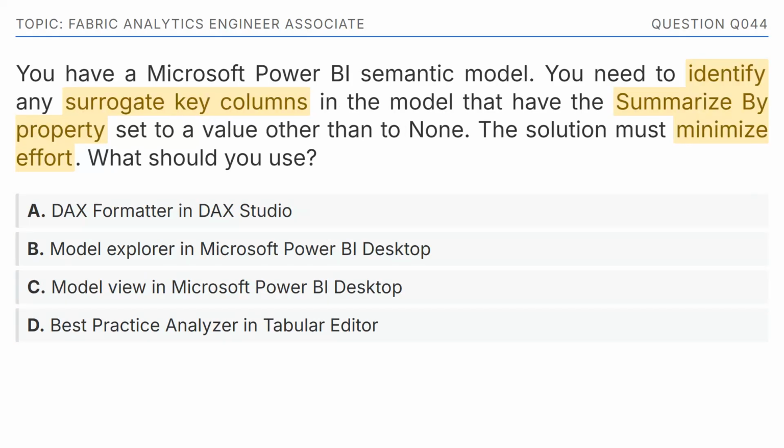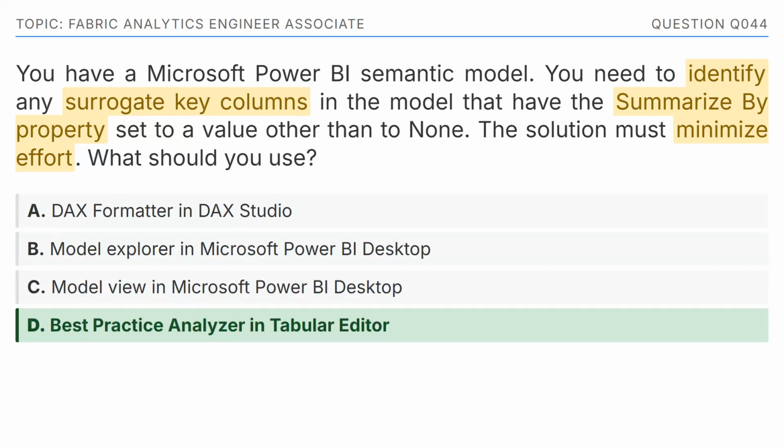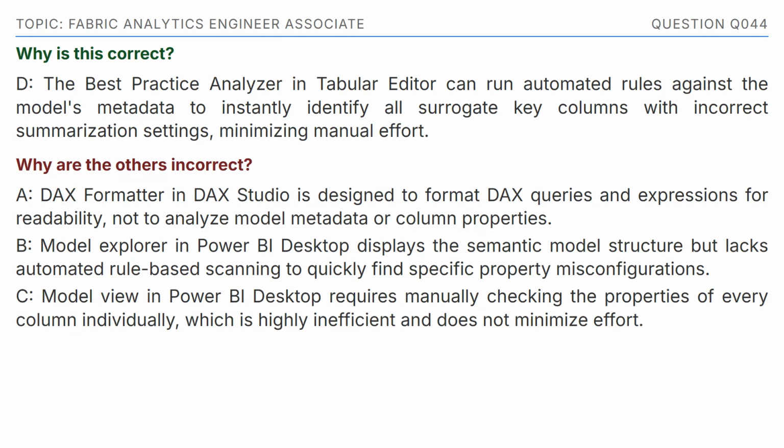To arrive at the correct answer, we focus on the keywords: surrogate key columns, summarize by property, minimize effort, identify. The correct answer is Option D, Best Practice Analyzer in Tabular Editor. Why is this correct? D, the Best Practice Analyzer in Tabular Editor can run automated rules against the model's metadata to instantly identify all surrogate key columns with incorrect summarization settings, minimizing manual effort.